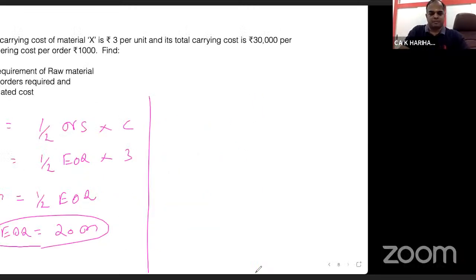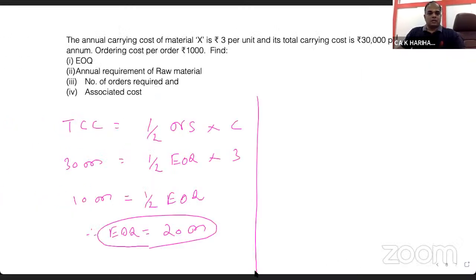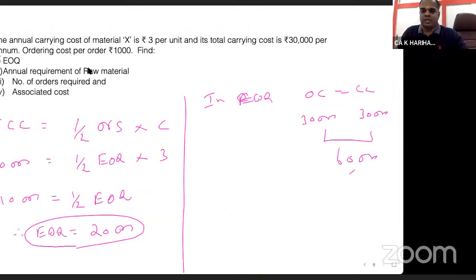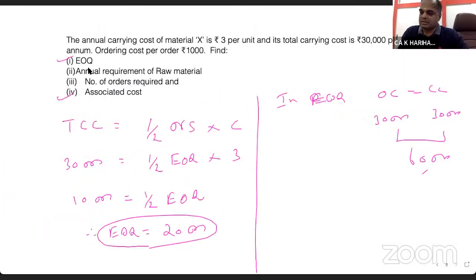The next requirement is what? Ordering cost, how much did we get? Now, at EOQ, ordering cost is equal to carrying cost. Carrying cost, how much did we get? 30,000. Therefore, ordering cost also is 30,000. Therefore, associated cost comes to 60,000. So we got associated cost equal to 60,000. Very comfortable?